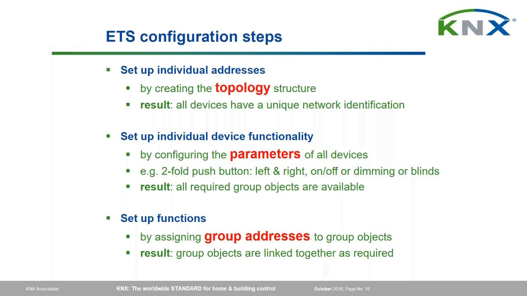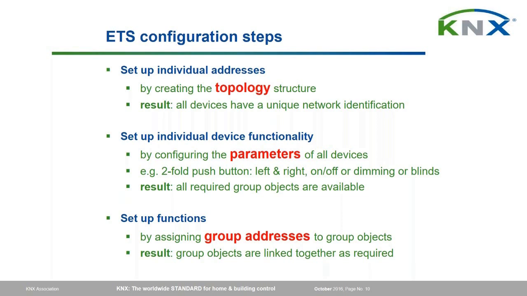So, in order to explain, maybe the easiest way is by an example. Let's say the device in question that we want to configure is a two-fold push button. So there is a left and right rocker. Then we can define via the parameters of this device what these rockers will do. Will they exchange on-off information? Will they control blinds? Will they be used for dimming? So we need to define that.